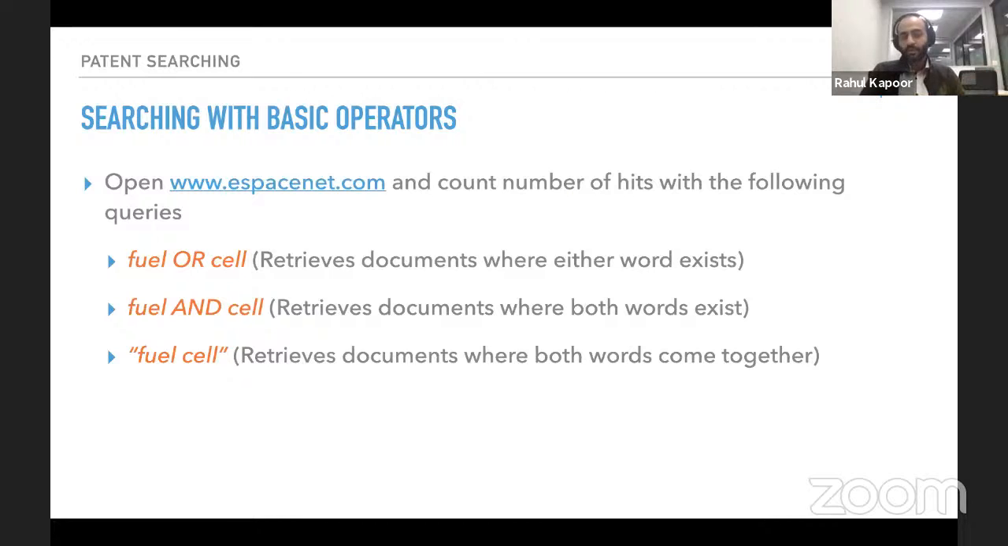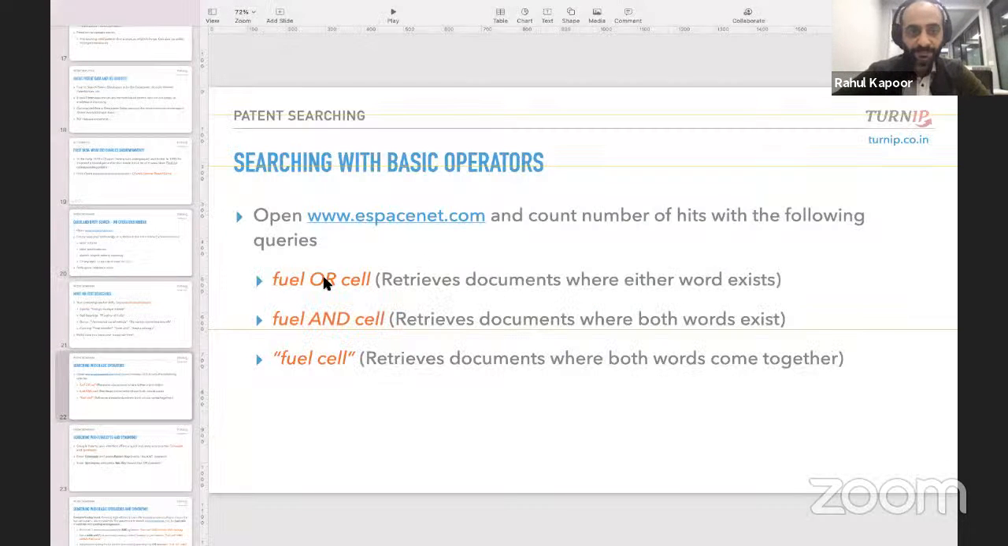These are the three most basic operators, and if you scale these operators, you can do very professional patent searches, even as a beginner. So really, there's nothing more to these operators than scaling them. So yeah, I will do it with you so that we don't waste any time.